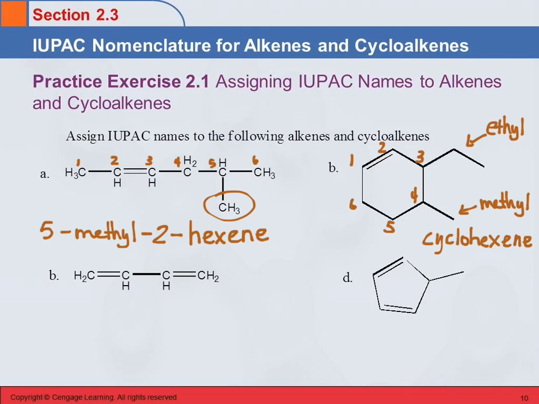Then we have to identify where the substituents are. We've got ethyl and methyl. And which one are we going to put first? Ethyl. Why? Alphabetical. So ethyl is 3, so hopefully I can gauge how much space this is going to take. 3-ethyl and 4-methyl cyclohexene. Any questions?